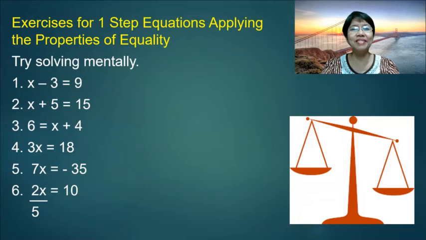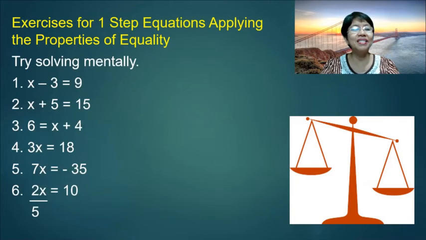Now let's do the following exercises applying the properties of equality. Try solving mentally. So we have number 1, x minus 3 is equal to 9. So x is equal to 9 plus 3, 12. Number 2, x plus 5 is equal to 15. So x is equal to 15 minus 5, because we have to add negative 5 to both sides. So 15 minus 5 is equal to 10.